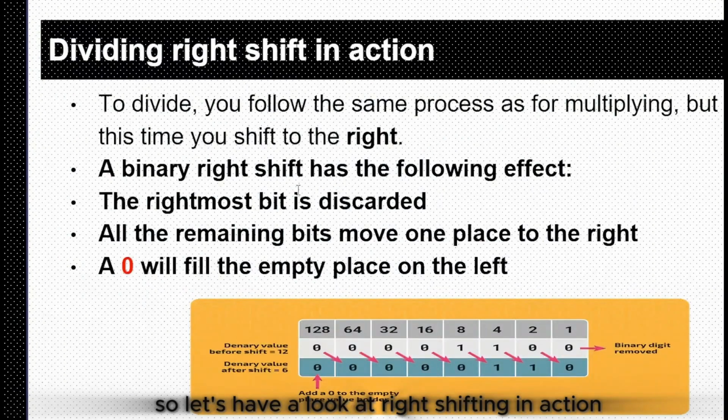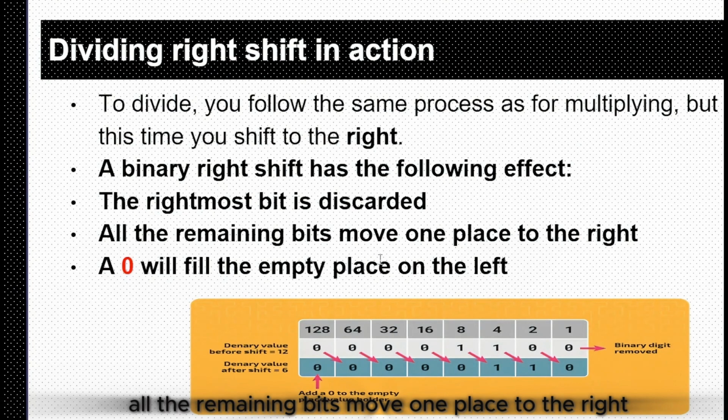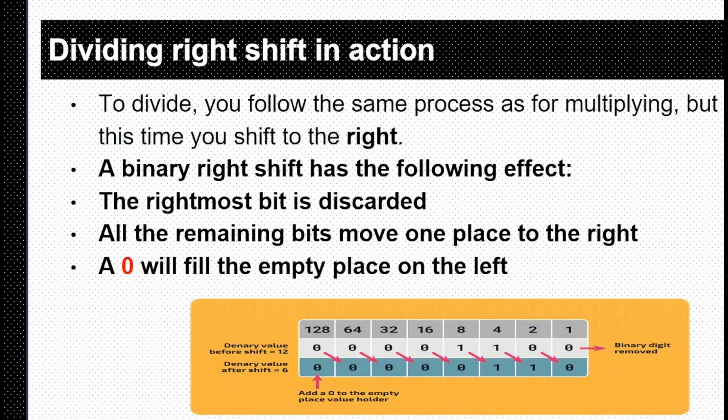So let's have a look at right shifting in action. As you can see here, the rightmost bit is discarded. All the remaining bits move one place to the right. A 0 basically fills the empty space. We can either call it a placeholder, or we can also call this padding.